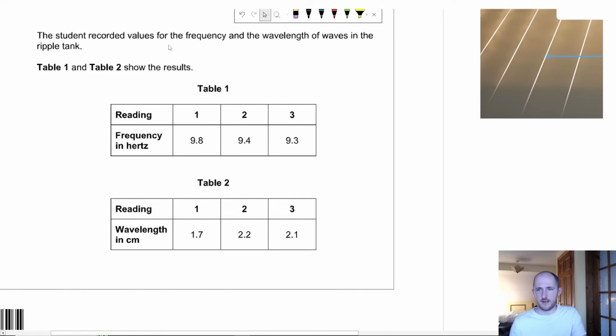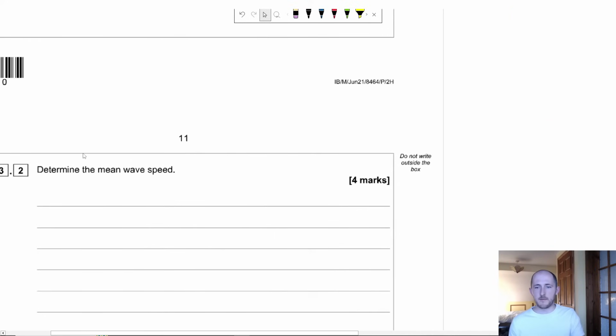The student recorded values for the frequency and the wavelength of waves in the ripple tank, and table 1 and 2 are showing the results. So we had the frequency in hertz and the wavelength in centimeters. And it says determine the mean wave speed.